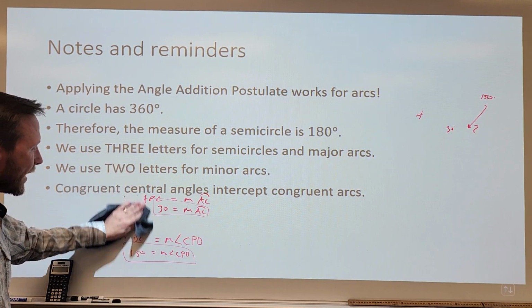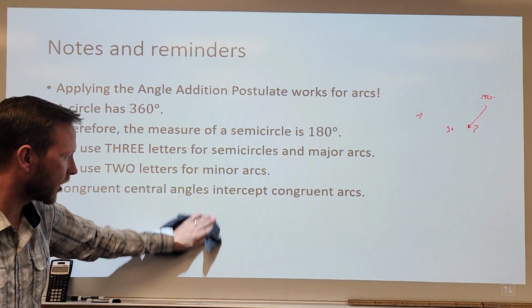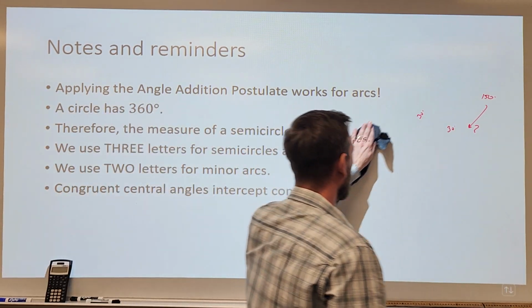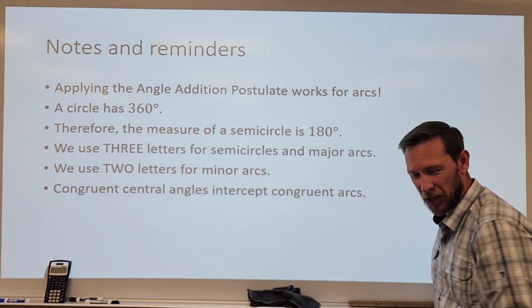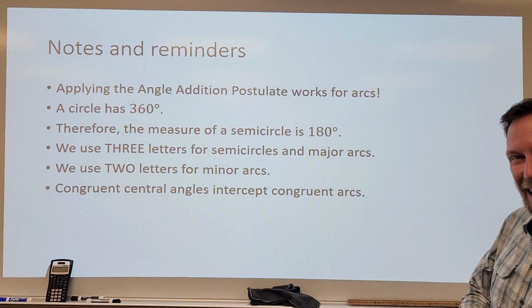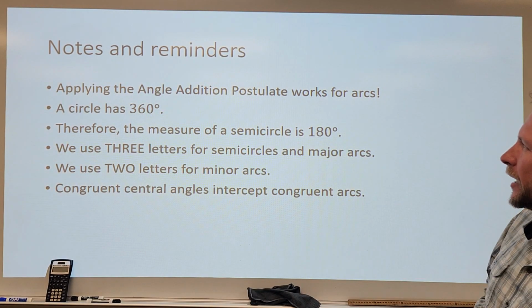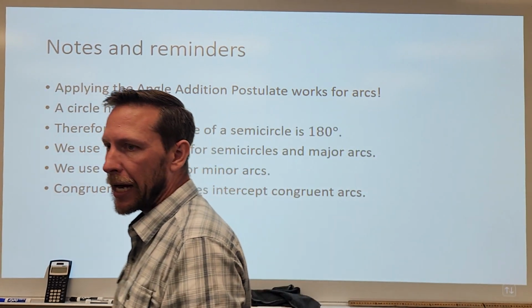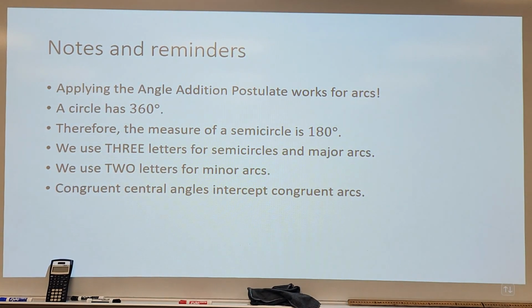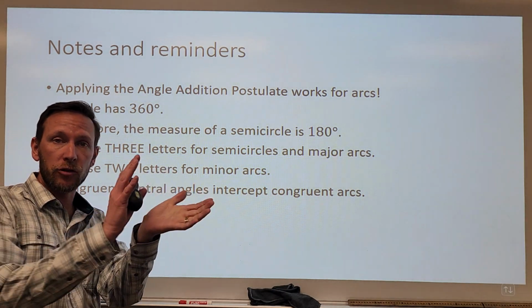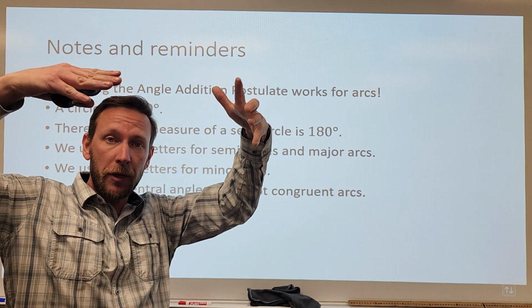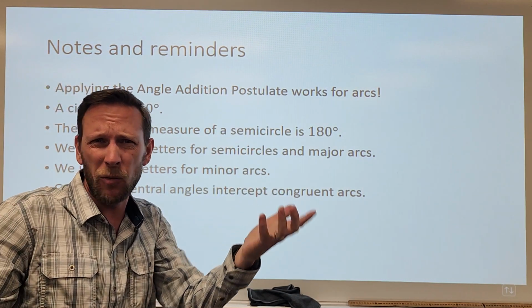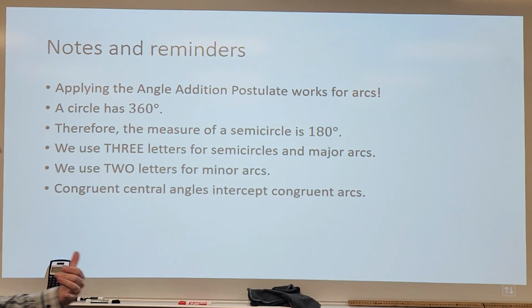And here are a couple key ideas to make sure that we understand what we are dealing with. I don't want to make too many assumptions about what you understand, so I want to state these overtly and outright. You can apply the angle addition postulate to arcs. We would just call it the arc addition postulate, right? If we are adding the measures of those central angles, and we know that the measures of those central angles are equal to the measures of those arcs, then we can do the same thing with arcs. Add the parts to add up to the total.